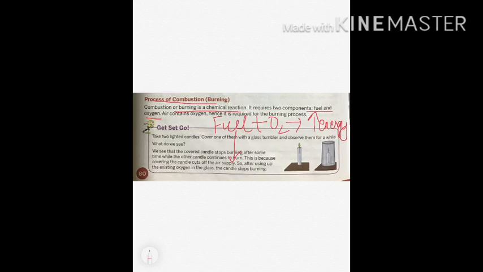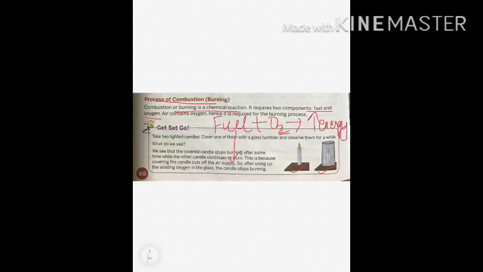Now, fuel when it combines with oxygen releases energy, and fuel cannot be burnt in the absence of oxygen. Oxygen is very much required in the process of burning, that is combustion. That can be proved with the help of an experiment here, as you can see on the screen. We'll take two candles. One you will cover with a glass, and one we will keep open like this. After some time, what we see is that the candle covered with the glass stops burning, and the candle which was open keeps on burning.